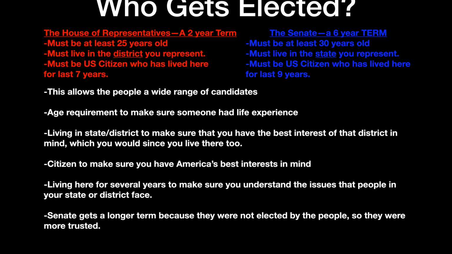We already mentioned why you got to live here for several years. And we already mentioned, too, the Senate gets a longer term because we trust them more. See, if you give someone 2 years and they do a lousy job, you're never more than 2 years away from getting them out. Well, the Senate, we're not quite as concerned that they're going to be a bad pick, so we're more likely to give them more time and, in fact, give them 6 years.